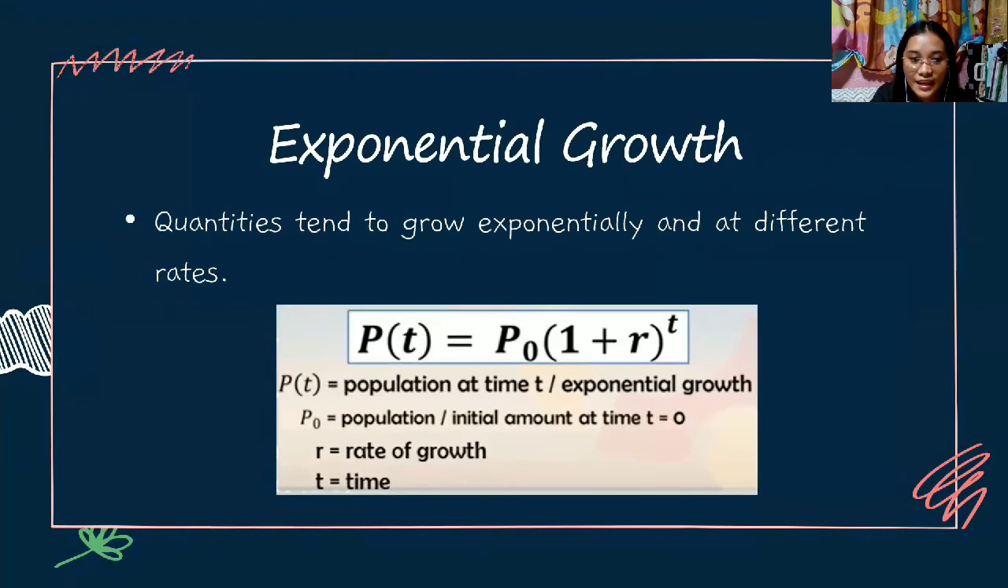P of t equals P sub 0 times (1 plus r) raised to t. P of t is called the population at time t or exponential growth. P sub 0 is the population or the initial amount at time t equals 0, r is the rate of growth, and t is time.